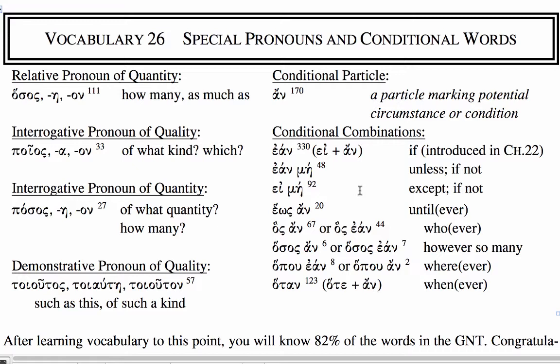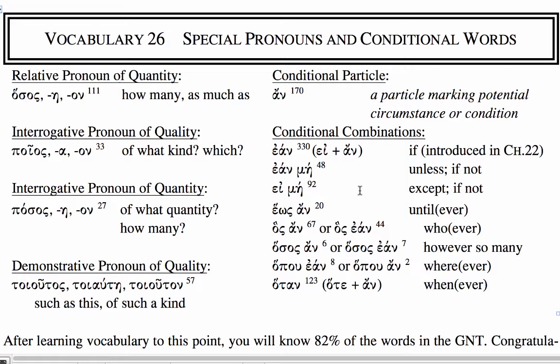Then we have conditional combinations. These are conjunctions and particles working together to convey a certain semantic. So we have ean, which is a combination of ei and an. It means if. We have ean mē, unless or if not. Ei mē, except if not.